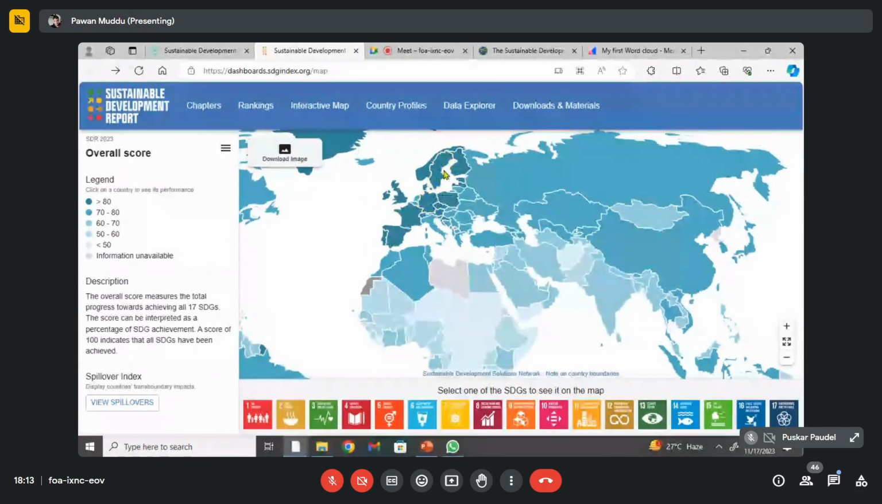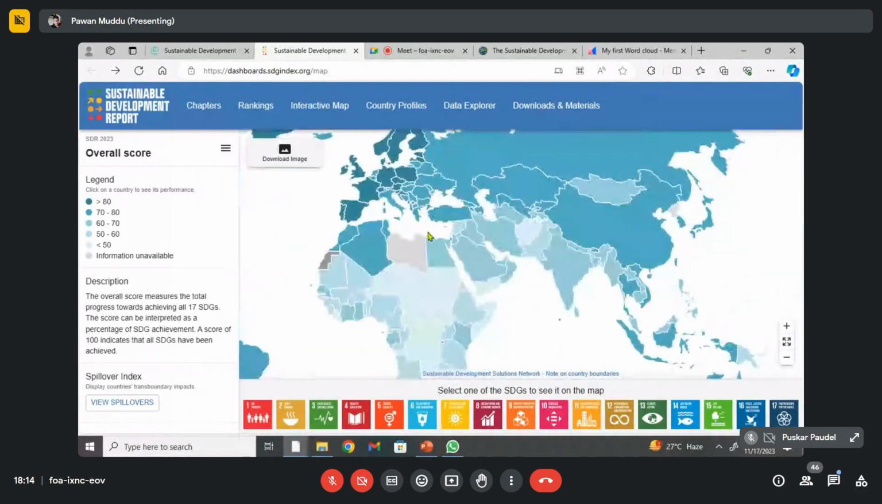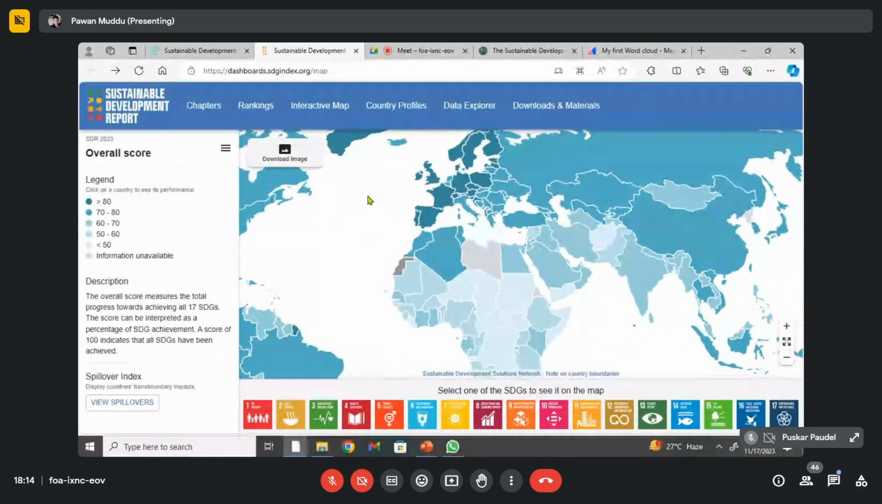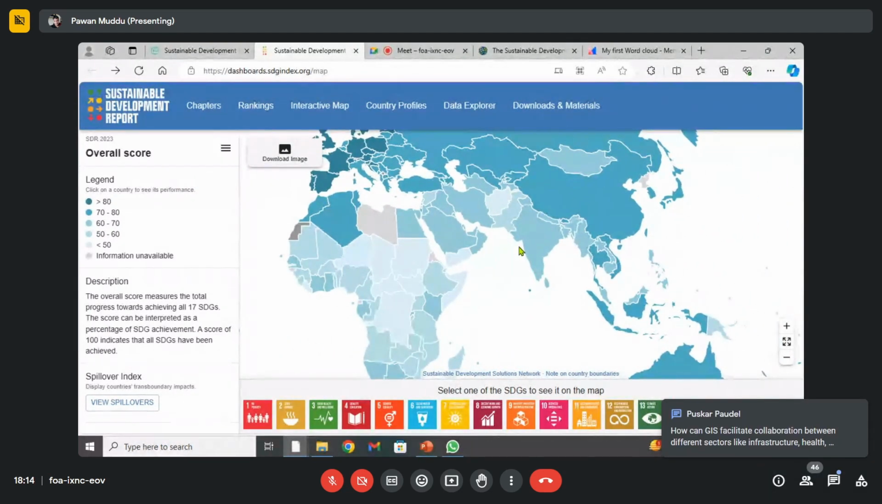Like France, if you come to the Scandinavian countries, their performance is amazing. But even Germany, Netherlands and all are doing pretty good, right? United States is also okay. So we should aspire to come to this performance level. And if you see certain parameters, there are certain parameters which we can work on.